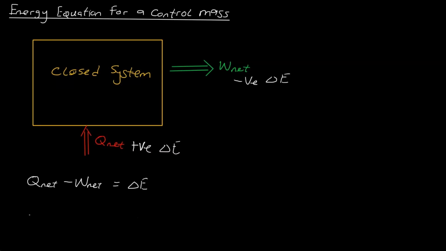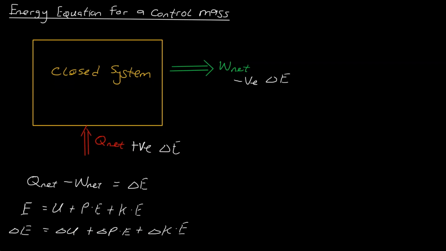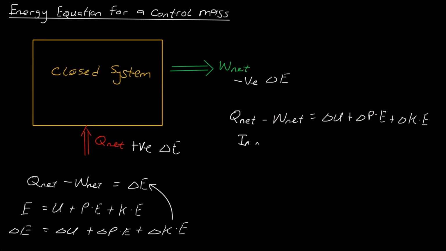Remember that we expressed the total energy of a system as the sum of the internal, potential, and kinetic energies. We can therefore write Q net minus W net equals the change in internal energy plus the change in potential energy plus the change in kinetic energy. And like before, most systems remain stationary, so a change in potential and kinetic energies can be neglected because they are equal to 0.